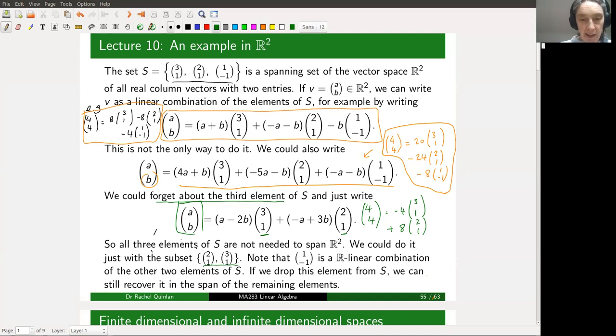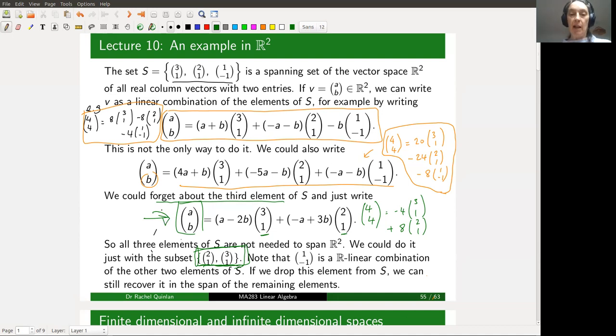One is to observe that the set (2, 1) and (3, 1) has the same linear span as the set with elements (3, 1), (2, 1), and (1, -1). So adding (1, -1) into the set of two elements doesn't really add anything new into the span. And we can indeed observe that (1, -1) itself, according to this description, is a linear combination of the other two elements of S.